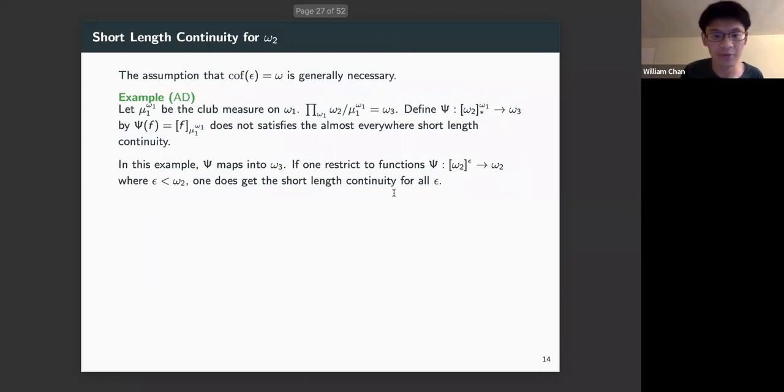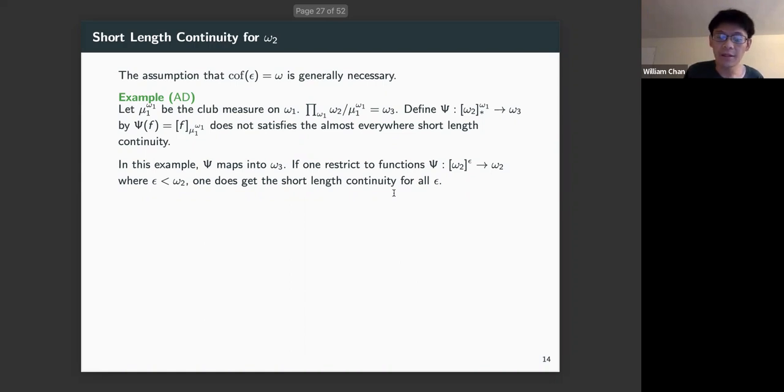Before we move on, let me just give you one example to show you that in all our results, the assumption that epsilon has cofinality omega is usually necessary. You can show that the ultrapower of omega 2 by the club measure on omega 1 is omega 3. So using this fact, we can define a function psi from omega 2 to omega 1 into omega 3 by letting psi of f be the image of f under this ultrapower map. So certainly this thing is not going to satisfy any kind of continuity result like we were looking at, simply because it's like an ultrapower type map.